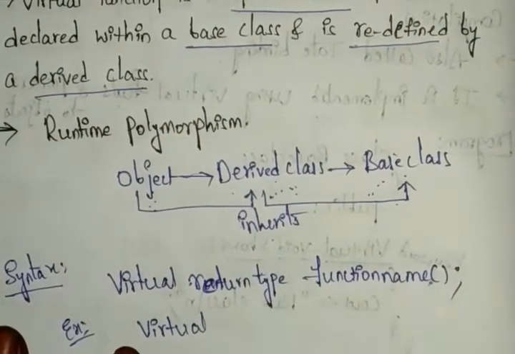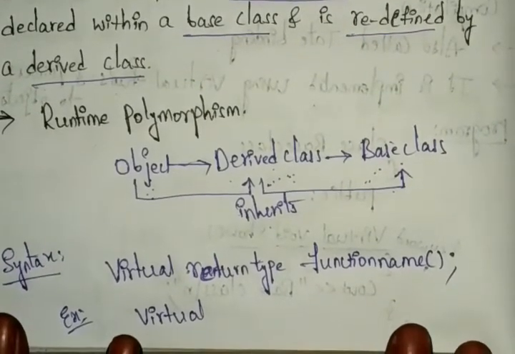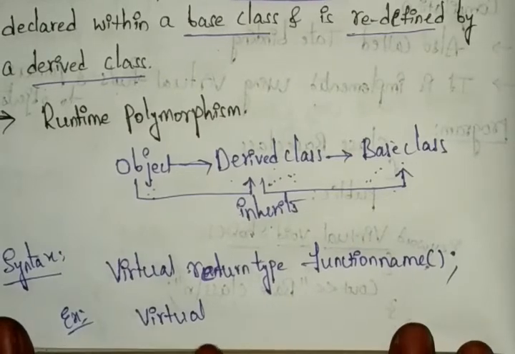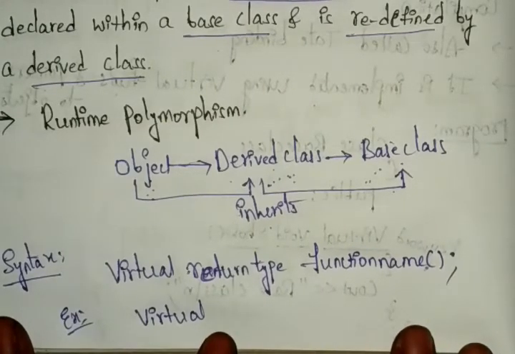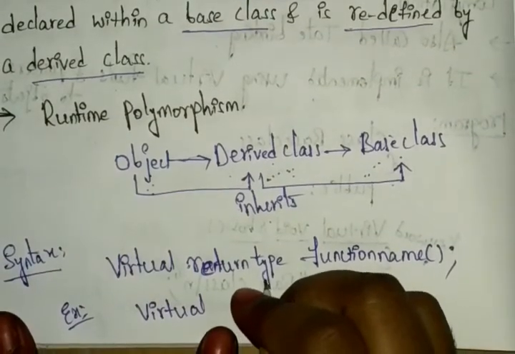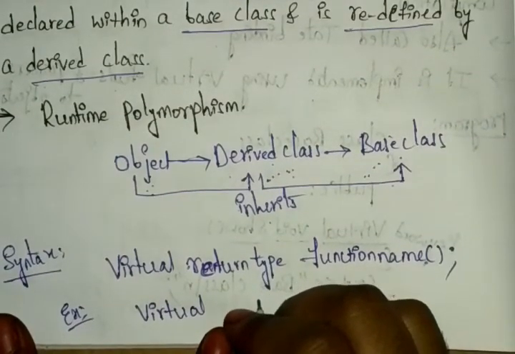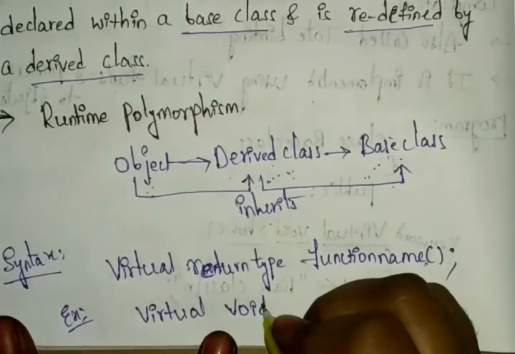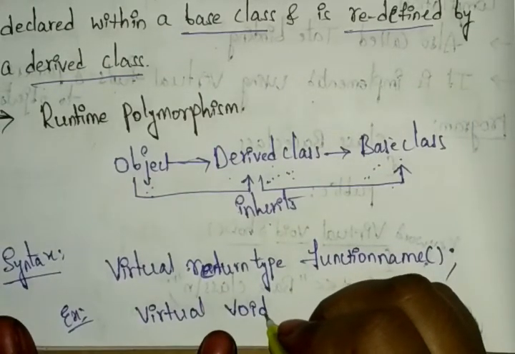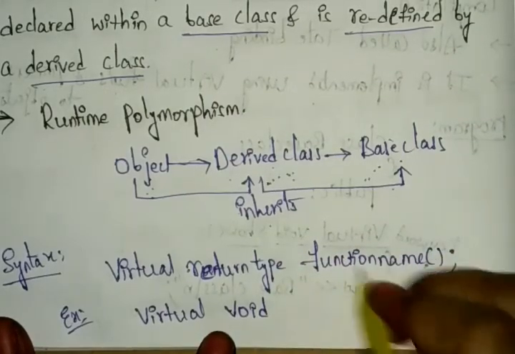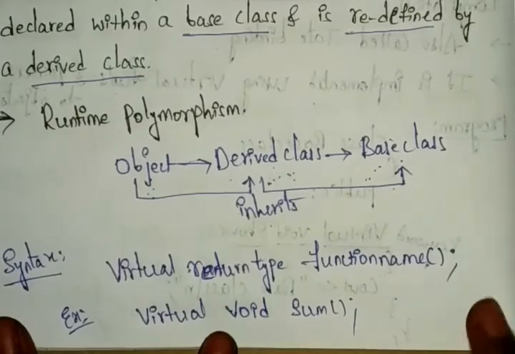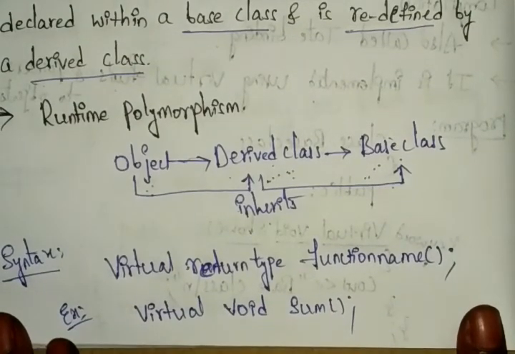If you are doing runtime polymorphism or function overriding, you can use the virtual keyword. Like this, you perform virtual functions with the base class and the derived class only; otherwise we cannot. Next, I'm choosing void. You can choose anything; here I'm choosing the function name sum. Like this, you can define the virtual function.